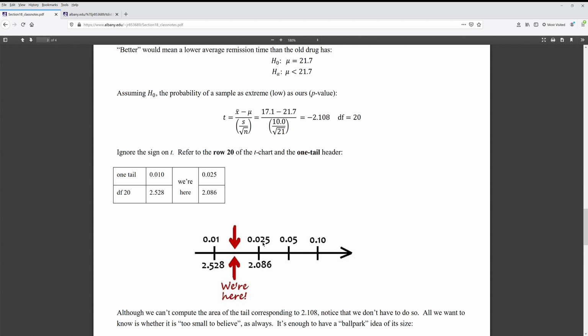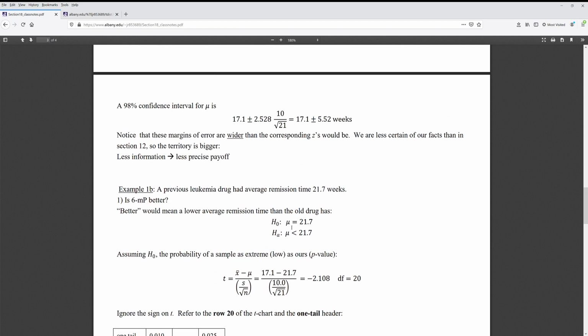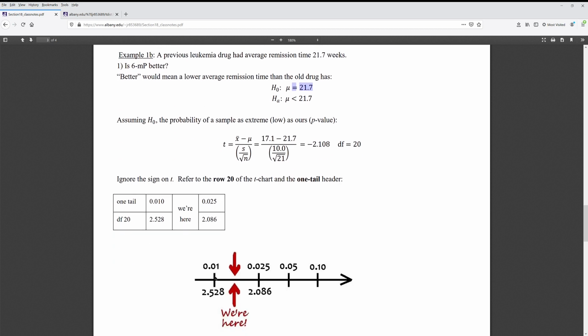Therefore, on the top, our p-value is between these two. And we have our answer ballparked. Assuming H0, assuming that the drug works just like the old drug, how weird is it for 21 patients to have an average remission time this low? Well, it would occur between 1 and 2.5% of the time through random chance. And from there, you can decide whether it's suspiciously small at various levels.